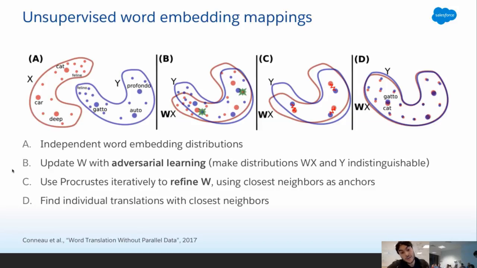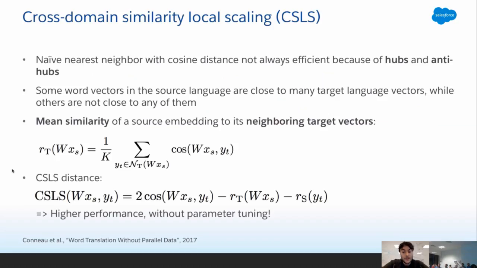And then once the W matrix has converged, you can actually find the nearest neighbors of the word vectors and then figure out that, for example, gatto is translated to cat in that context. So this works very well in theory. In practice, there is one more trick to make sure that we retrieve the correct translations. And the problem is illustrated as follows.